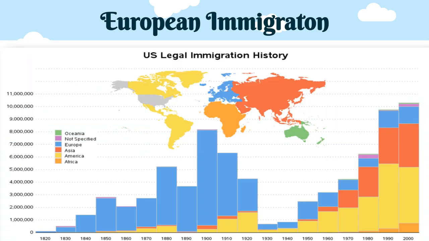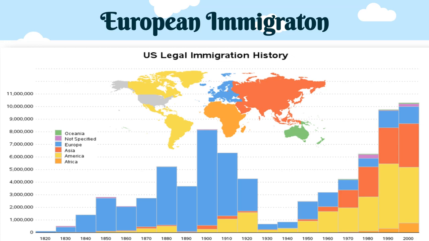Okay, so we look at this chart, the key over here, talking about Oceania, which is now basically what we consider Australia and some of the outlying islands. Non-specific means we don't know exactly where they came from. The blue color is the Europeans that came. The orangish red is who came from Asia. The yellow is the Americas, of course, and the orange is Africa.